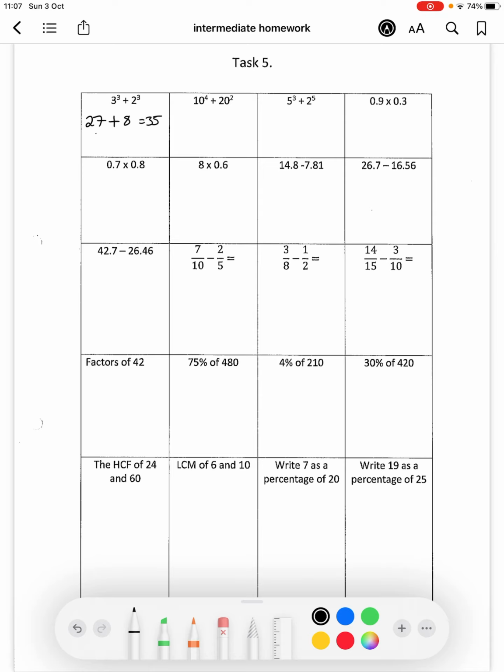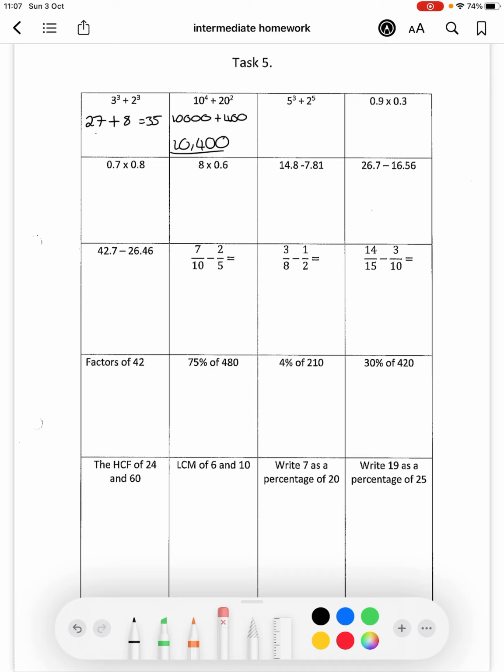Next one, 10 to the power of 4 means 10 times 10 times 10 times 10, which is 10,000, so 4 zeros basically. We add in 20 times 20, which is 400, so our answer is 10,400.